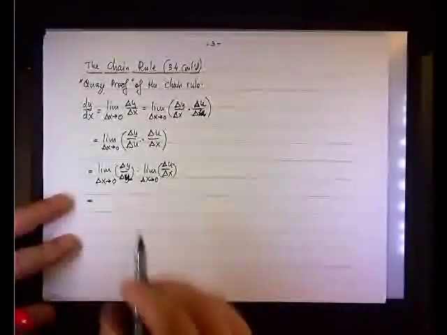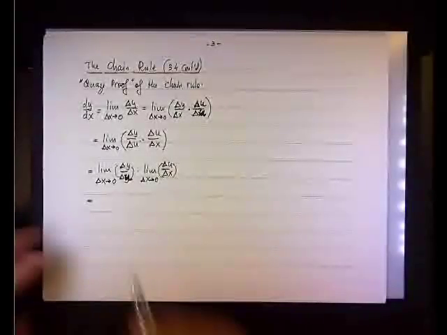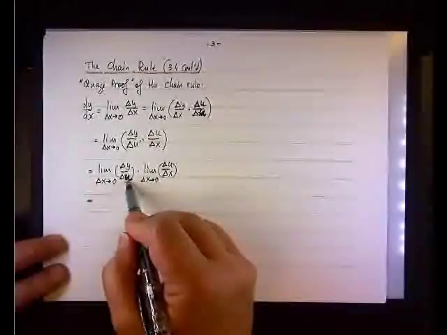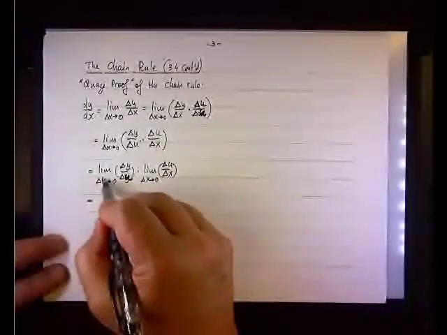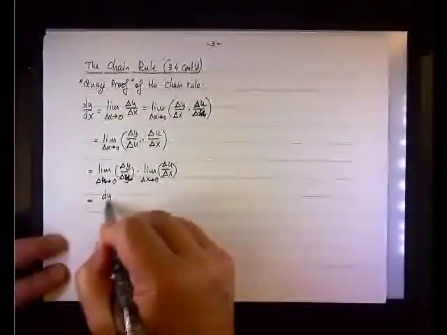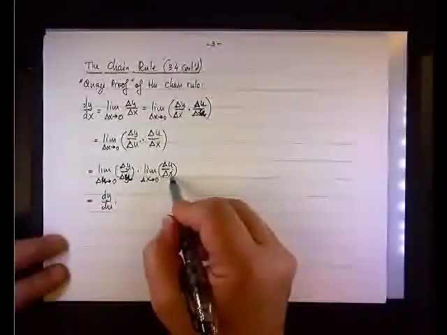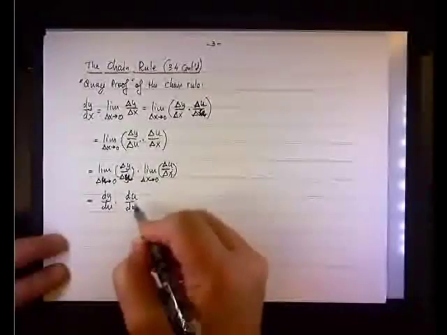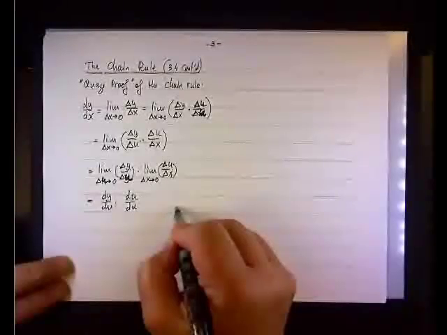And now we know that the limit of delta over delta is the derivative, right? So here we have the derivative of y with respect to u. So really here we're going to write as delta u goes to 0. So this will be dy du, and this, of course, is the derivative of u with respect to x, and this will be du dx. Okay, and this is the chain rule. So we completed the proof.